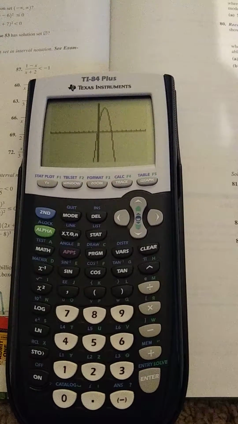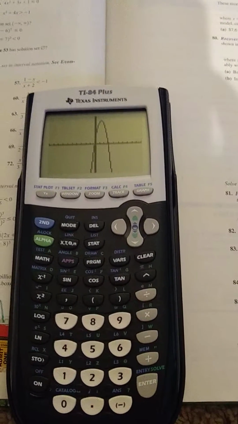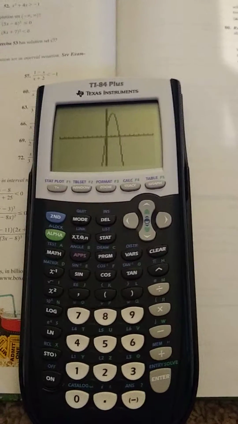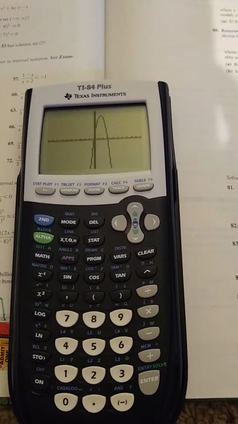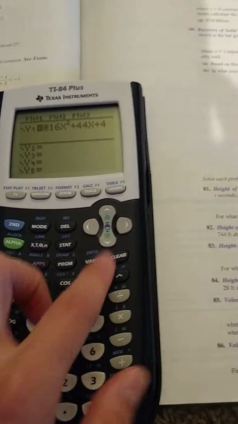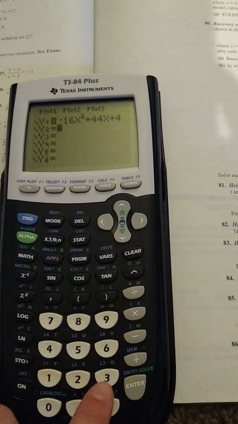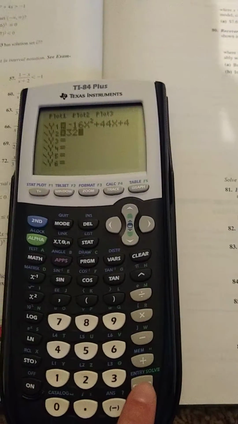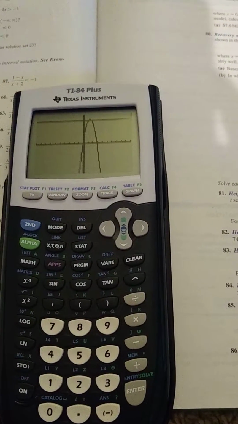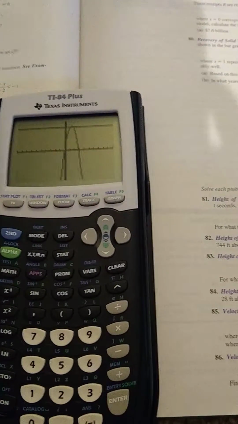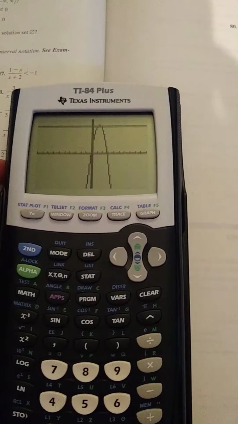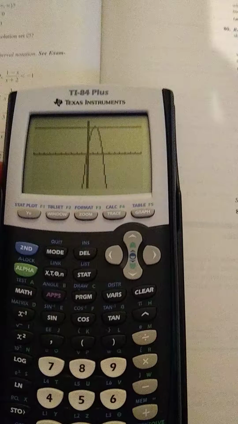But we were asked for how long the baseball is at least at the height of 32 feet. So in order to do this, I'm going to go to y equals and put in a second value for y, which is 32. And this represents 32 feet. Graph. And now we can see the part at the very tip of the graph where the baseball is equal to or above the line of 32 feet.